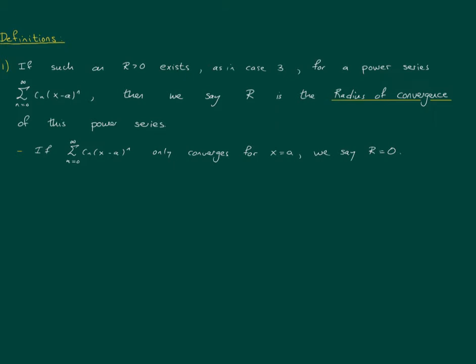And if you think about the picture, this makes sense. It's a 0-width interval. And then what do we think we say for the second case? Well, if the series converges for all x element of R, we say the radius of convergence is infinity. Okay, so R equals 0, R equals infinity.